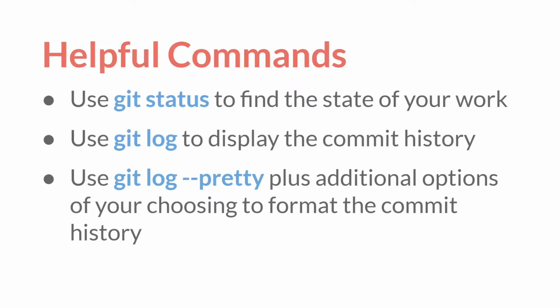The first is git status. This will show you the state of your current work. It'll show you what files have been modified, what files have been added to the staging area, and what files have been committed. git log will display the commit history. This actually will give you way too much information. So you probably want to use git log --pretty, plus some of the additional options of your choosing to format how this commit history looks. All right, let's actually switch over to GameMaker Studio 2 and Git and demonstrate some of this.